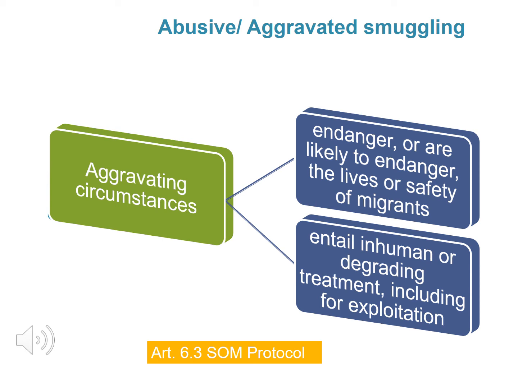Other circumstances that should be considered as aggravating are those that entail inhuman or degrading treatment, including for exploitation. Here we have to note that where there is exploitation, depending on the circumstances of the case and the presence of other elements of the crime, a smuggling offense could also become a trafficking offense. We will discuss this later.